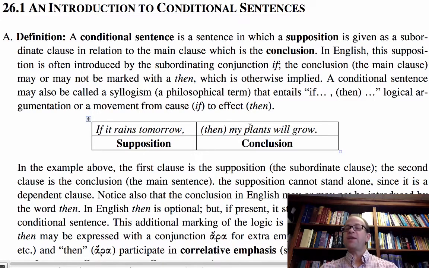Now notice that the then is optional, and in Greek you don't need it at all, although it can be marked, and to mark it would be to add some emphasis to that conclusion. We'll look at that in a moment. So a supposition involves an if clause, and then a conclusion. Now the ordering of these may vary. Now there are other terms that are used for supposition and conclusion. Protasis is used for the supposition, and apodosis is used for the conclusion. So you'll see these terms, protasis and apodosis, used in grammars.